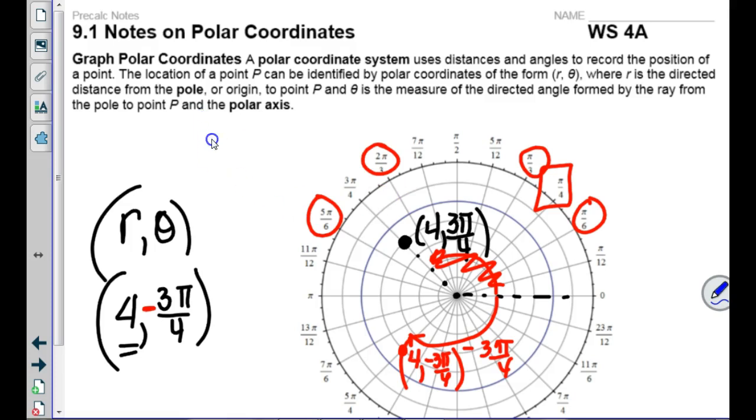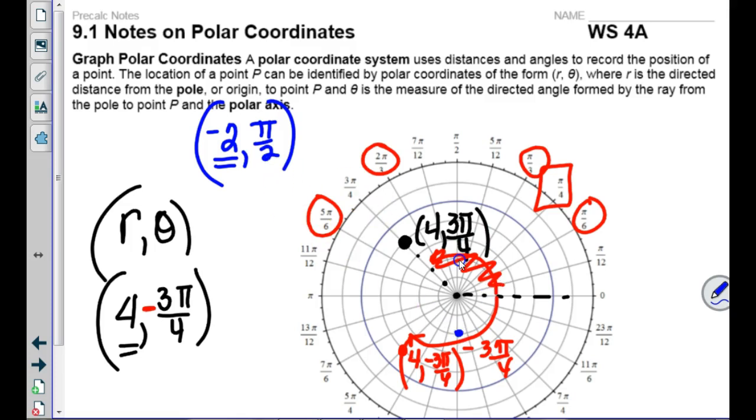Now, they get even trickier. You can have (negative 2, pi over 2), we'll say. So that would go to pi over 2, but a negative here means you back up 2, so you end up down here.